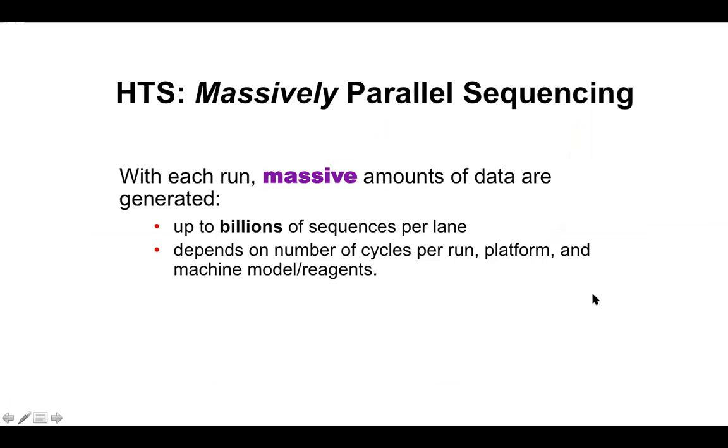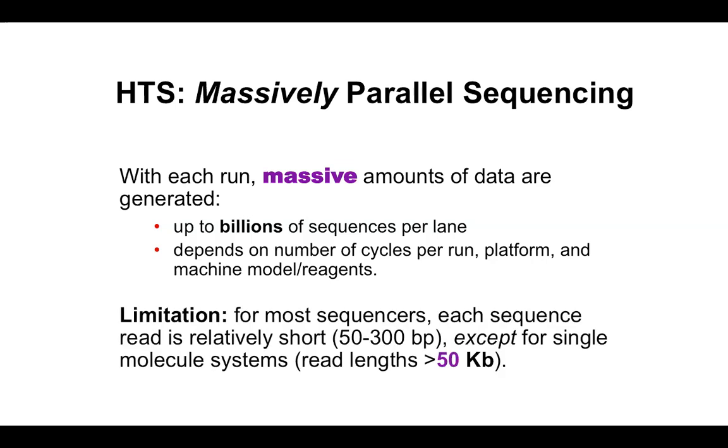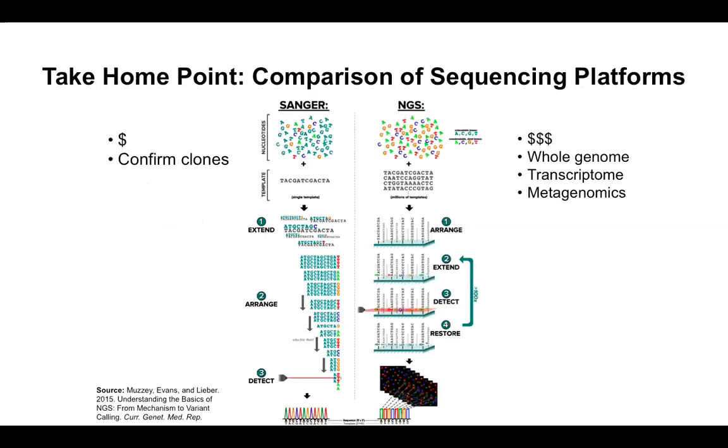With each run though, you're generating a ton of data. So you're generating billions of sequences here. And so you need to use lots of computing power to analyze this data. The limitation here is that for most sequencing, each sequence read is going to be kind of short, 500 to 300 base pairs, except for those single molecule systems where our read length can be up to 50,000 base pairs, right? So that's an advantage of the nanopore and the PacBio systems.